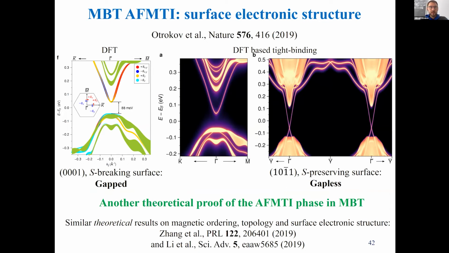And indeed, this is the case, for example, for this 0001 surface, which is both the natural cleavage surface of this material and S-breaking termination. The Dirac cone is gapped by about 90 milli-electron volts, while for this S-preserving surface, which is basically the side surface, it's a little bit oblique like this. It's not vertical. These are the indices of the surface. It is gapless as it should be for the antiferromagnetic TI phase.